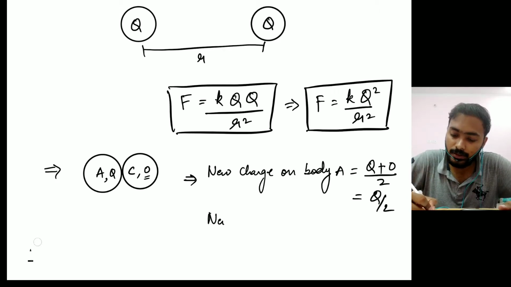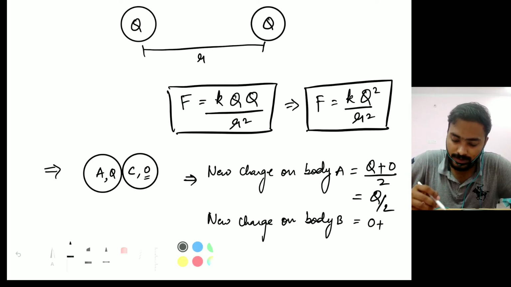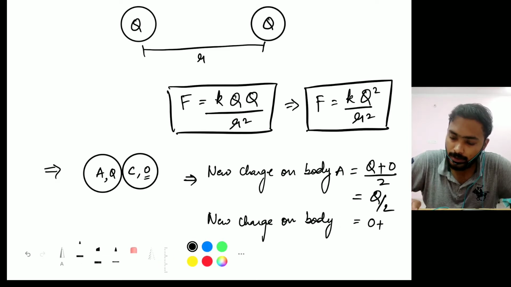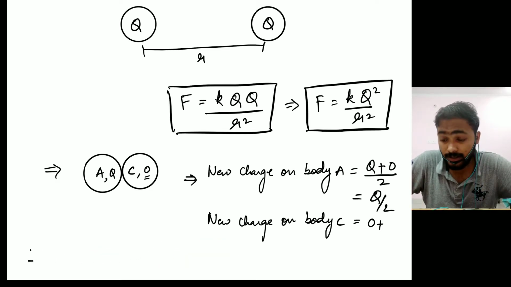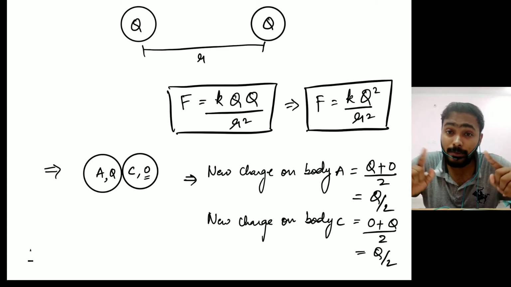Now very similarly, the new charge on body C will be 0 plus Q divided by 2. We were not talking about body B, I'm sorry, this is body C we are talking about, right? So 0 charge was there in body C, plus Q was there in body A, divided by 2, or very simply you can write Q by 2. Now this is very important. Both body A and body C have Q by 2 charge, right?